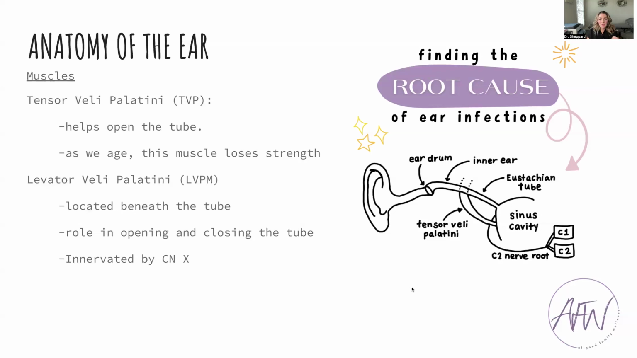So we've got some muscles. I'm going to refer to it as our TVP muscle, tensor veli palatini. Our TVP muscle helps to open the tube. As we age, this muscle does lose some strength over time. But our LVPM, our levator veli palatini, is located behind the tube. I don't have a picture of this one because it's located behind that eustachian tube. And it helps to open and close the tube also, and it is innervated by cranial nerve 10. So our cranial nerves are super, super important. And that's a lot of chiropractic because we deal with nerves, especially cranial nerves and upper cervical nerves.